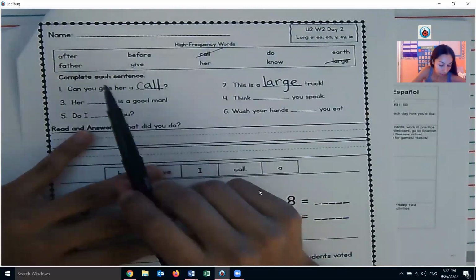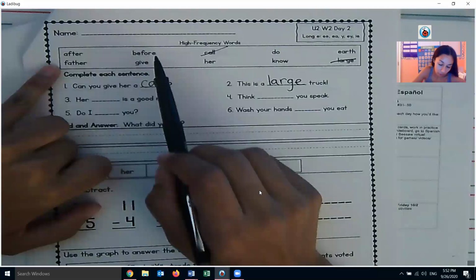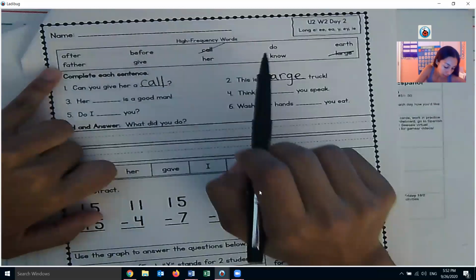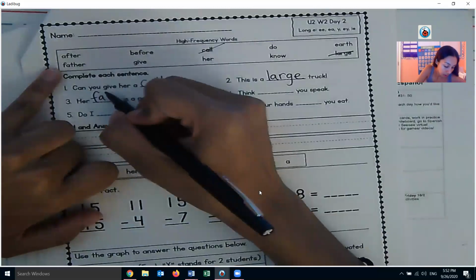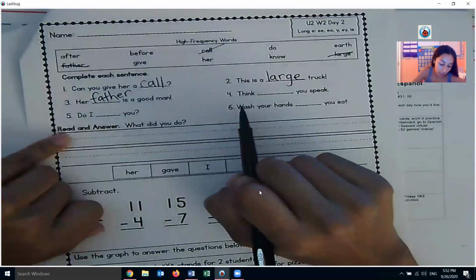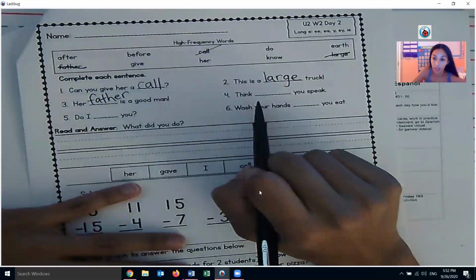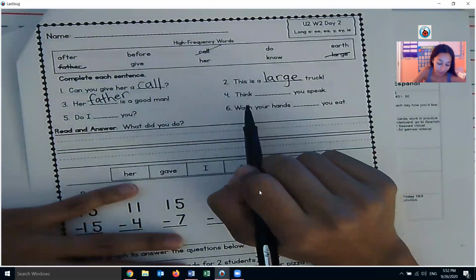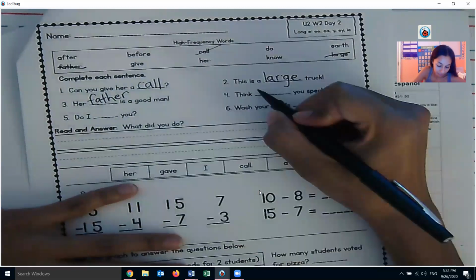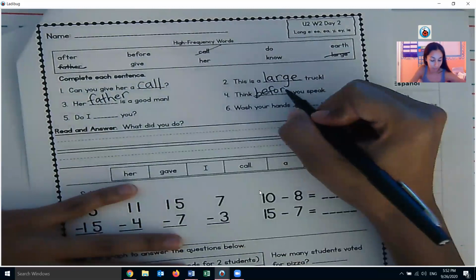Her is a good man. Her father, probably father. Her father is a good man. Think, oh, I know this one. I like this saying: think before you speak. Think before you speak.